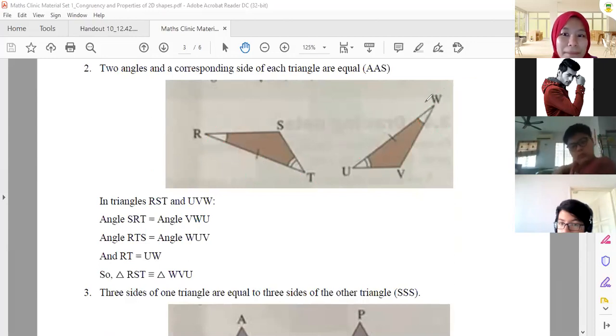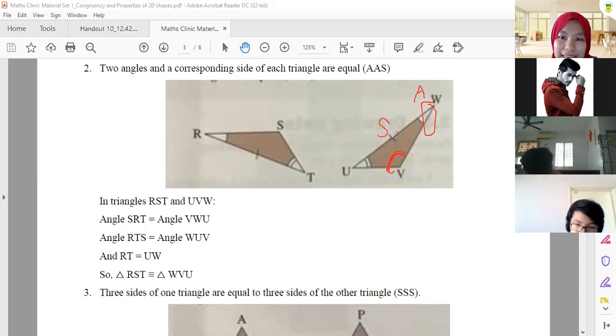You know why? Because there's no angle here. You cannot say angle, angle, side. You know why? Because here is angle, here is side. Can you see the label here? Here is angle. So you need to say it as ASA. You cannot say AAS. AAS will be different; later after this you'll see AAS.